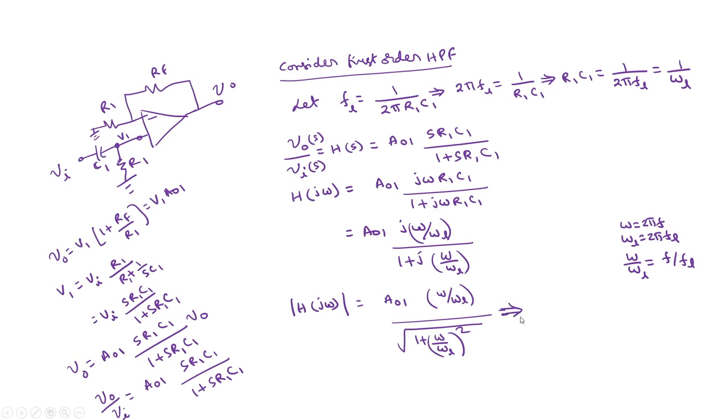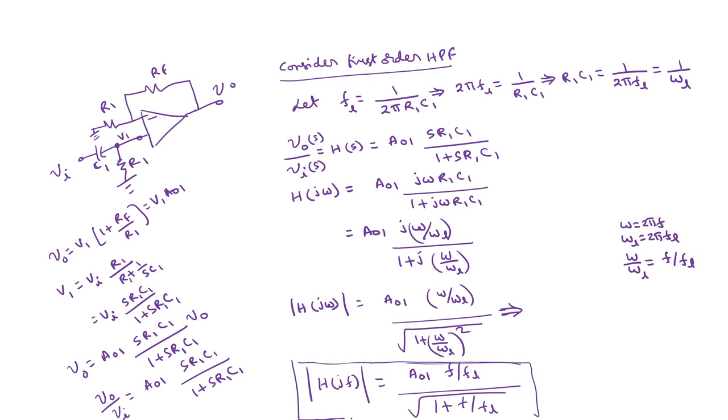So this implies the magnitude of H of j omega, or j F, now expressed in terms of F, is the expression for the high pass filter. You can call this one HP, where A01 is 1 plus RF by R1 and FL is 1 by 2 pi R1 C1. This is about the high pass filter.